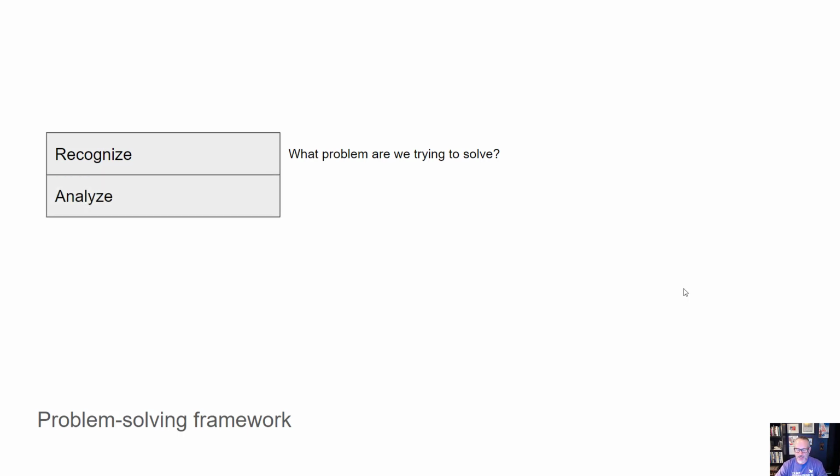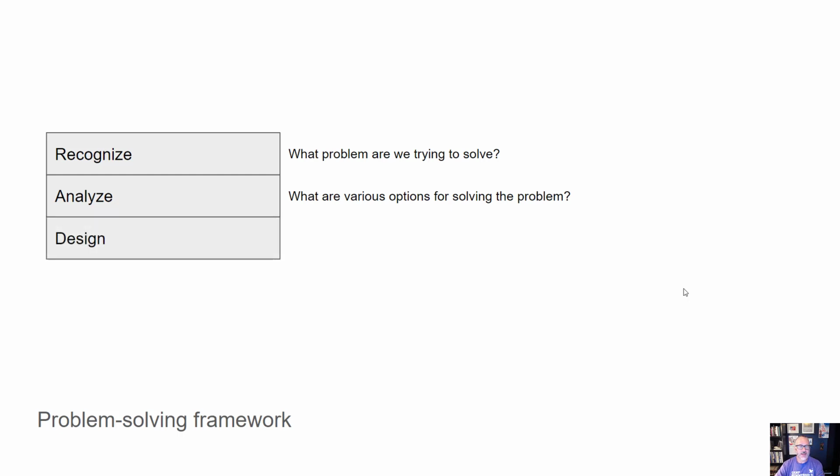The next step is to analyze, and that would be where you'd think about various options for solving the problem. So if this is a brand new thing that we're going to do with a computer, maybe one of the options is don't do it with a computer. Maybe the way that we used to do it is the best way, or maybe I can use this technology to do it, or I can use this other technology. So we would consider different options that we have for solving that problem.